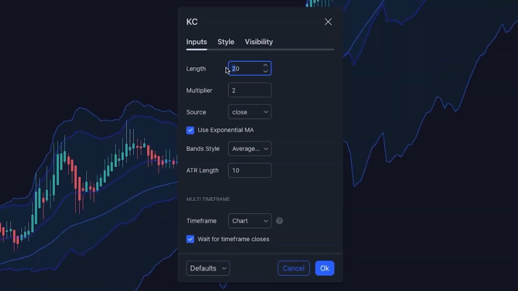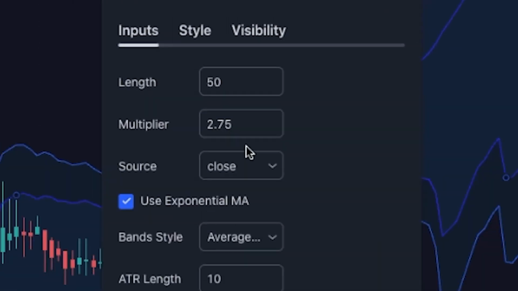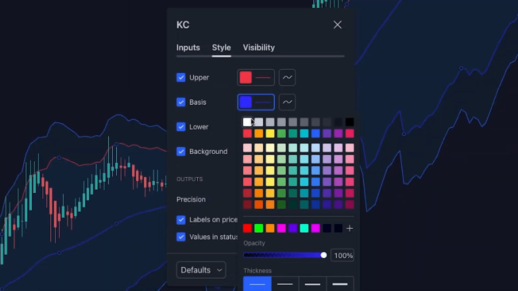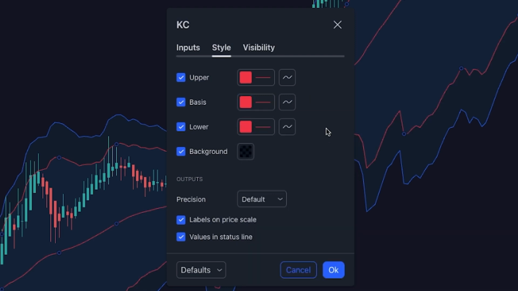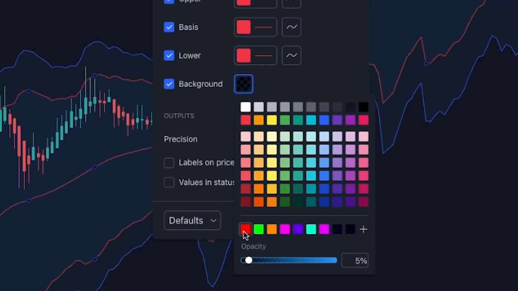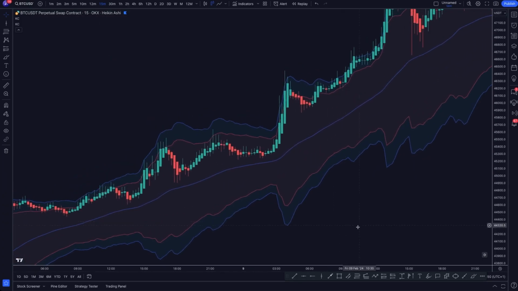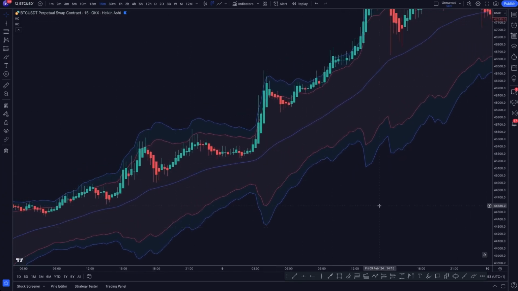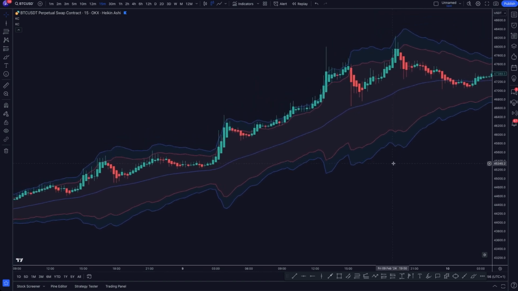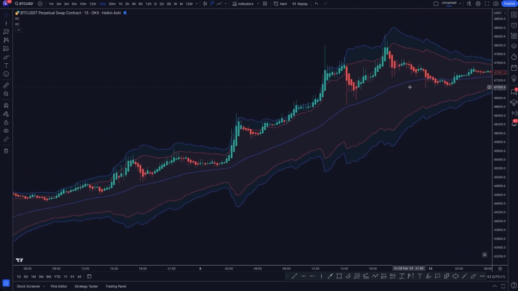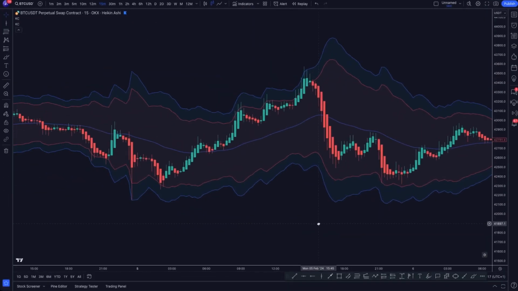Again, set the length to 50, but set the multiplier to 2.75. In the style section, to differentiate both indicators, even though they are the same, we'll make the lines red. Again, we remove these options, and in the background part, we'll also set it to red for quick visual distinction. You can also change the middle line color on both indicators, setting it to white if you prefer, although it's not essential for this strategy.